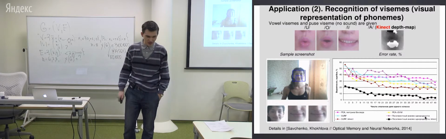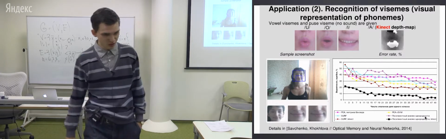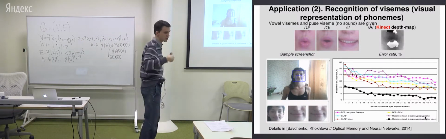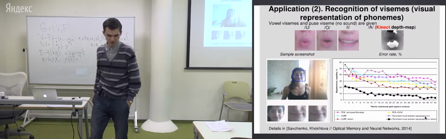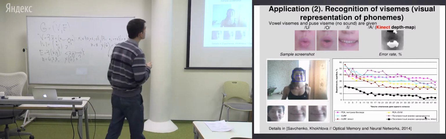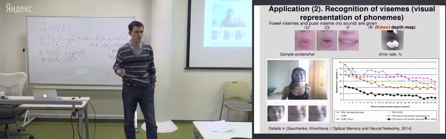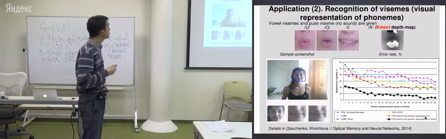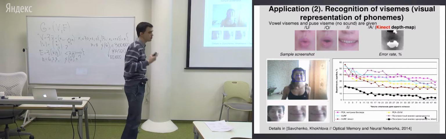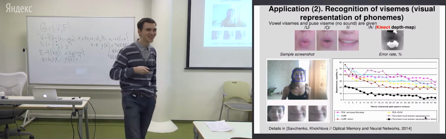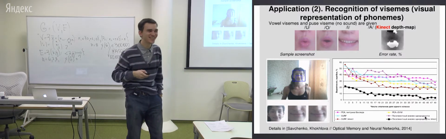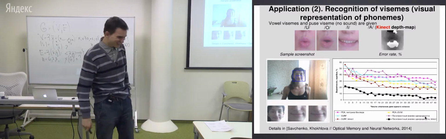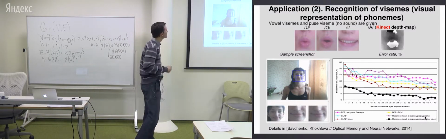Here is another application. It's called VZM recognition. It's audio-visual recognition, when you see the video of a speaker and you try to recognize his speech. In fact, only vowel phonemes and also the pause phoneme can be recognized here. Which language? Russian, sure. We started with Russian. Everything in our research is concentrated on Russian.